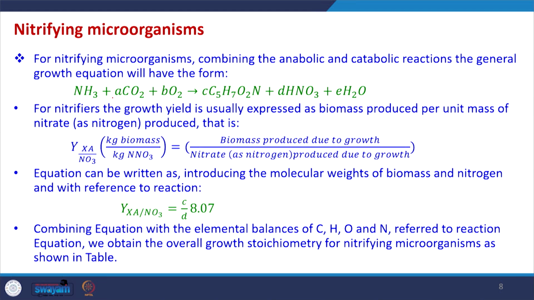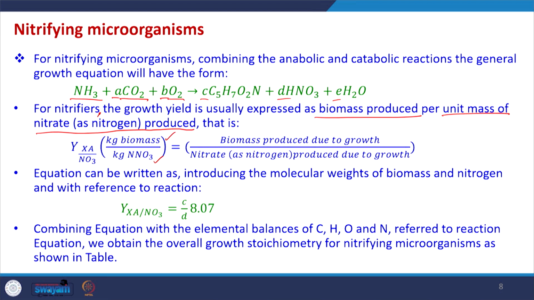So, again we have 5 unknowns A, B, C, D and E. In this case we can see that CO2 is being used along with the oxygen for nitrifying microorganism, and ammonia is the base substrate. For nitrifiers, the growth yield is usually expressed as biomass produced per unit mass of nitrate nitrogen produced. So, there is some difference in the growth yield, which is given here: kg biomass produced per kg nitrate nitrogen produced.